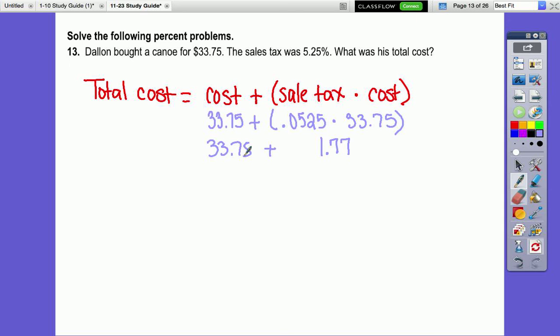So again, 5.25% of 33.75 is 1.77. So $1.77 is going to be your tax. And they're going to add that to the $33.75. This will give you $35.52. This is your total cost. So all you're doing is taking a percentage of the cost of your goods and you're going to add that back to the original cost of the goods.